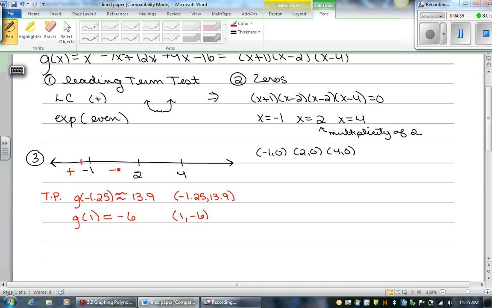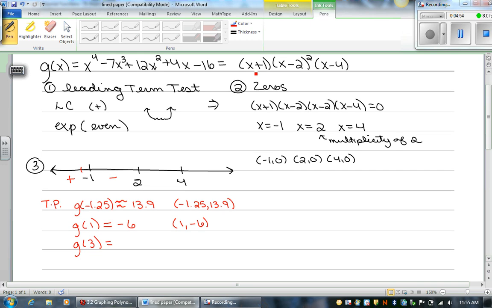So my function is below the x-axis between -1 and 2. Now I need a value between 2 and 4, nice easy one. Let's try 3. So when I plug 3 in, we get 3 plus 1 is 4. 3 minus 2 is 1 squared, which is 1. 4 times 1 is 4. And then 3 minus 4 is negative 1. So we get a nice easy value of negative 4. So my function is also below the x-axis here.